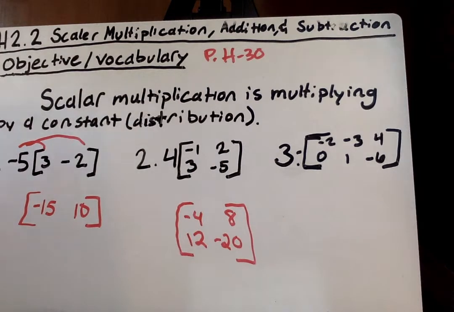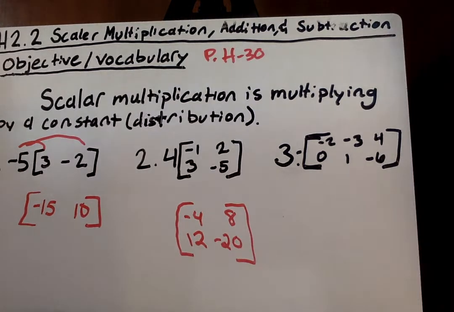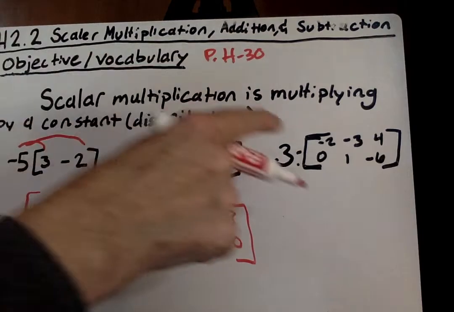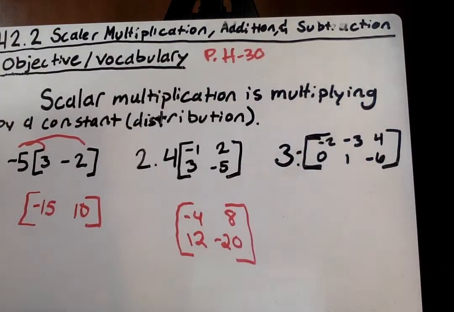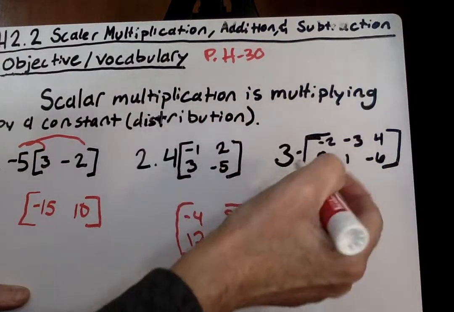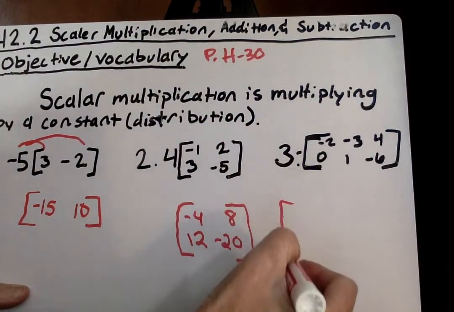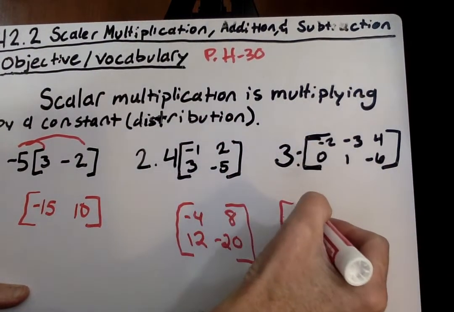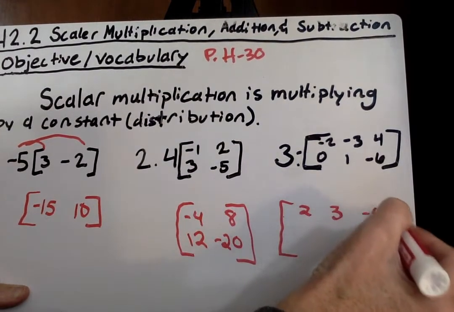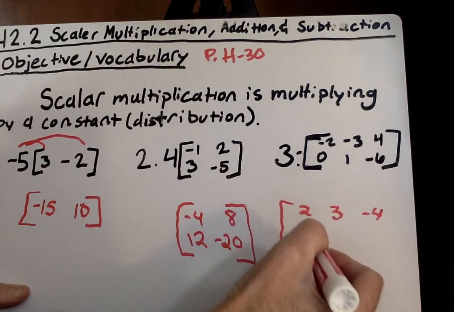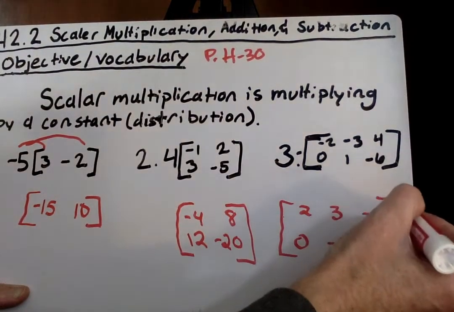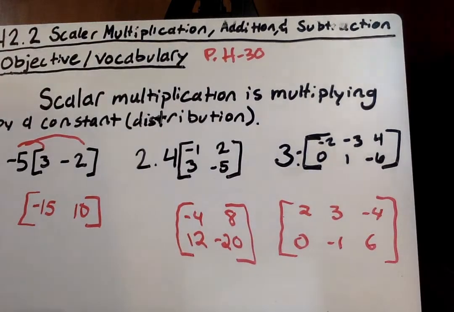Okay. Next, we're going to go on to the next one. We have a negative on the outside, so that's like multiplying everything on the inside by a -1. This is a 2 by 3, so we'll have a 2 by 3 as an answer. We just basically change the sign of everything on the inside. And you're done.